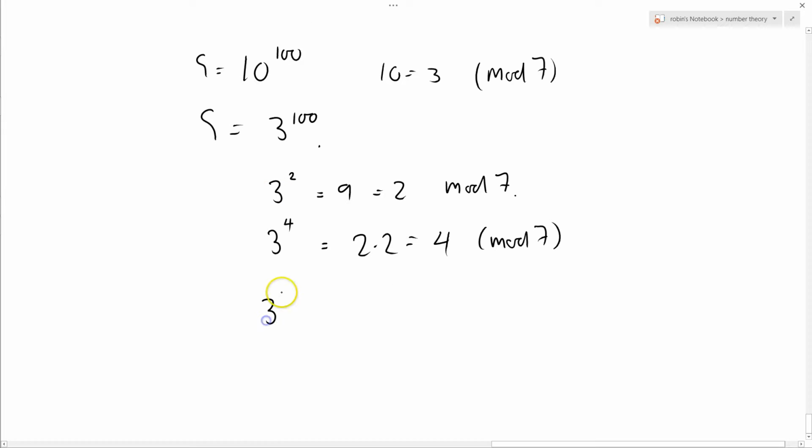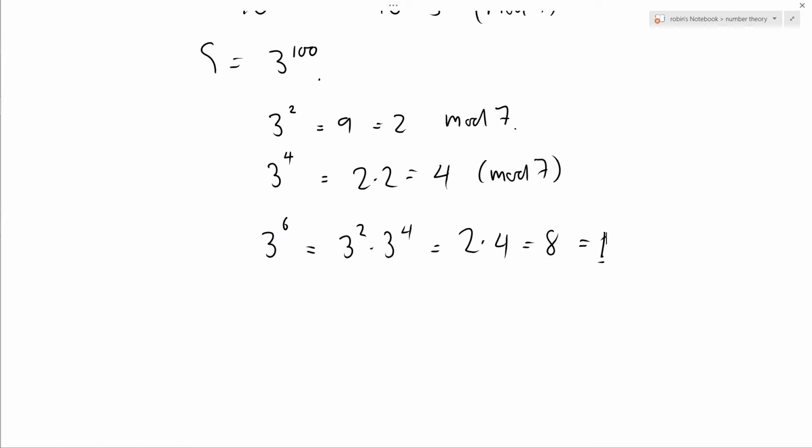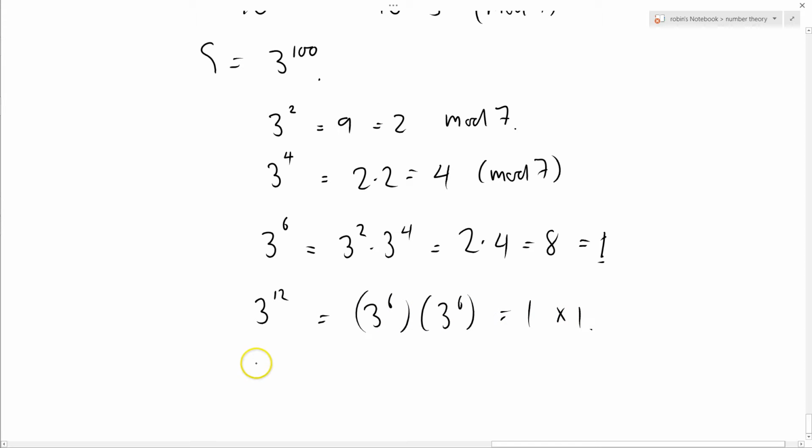Well, what about this then? 3 to the power 6 equals 3 squared times 3 to the 4, which equals 2 times 4, and this one equals 8. Aha! That equals 1. Observe that we're trying to get 3 to the power 100 here, and I've got 3 to the power 6, which is equal to 1. I don't care what the real value of 3 to the power 6 is. It doesn't matter, because that's how often I've gone around the clock, and I just care where I end up. It's equal to 1. So 3 to the power 12 equals 3 to the power 6 times 3 to the power 6 equals 1 times 1. And in general, 3 to the power 6n equals 1 for any n.